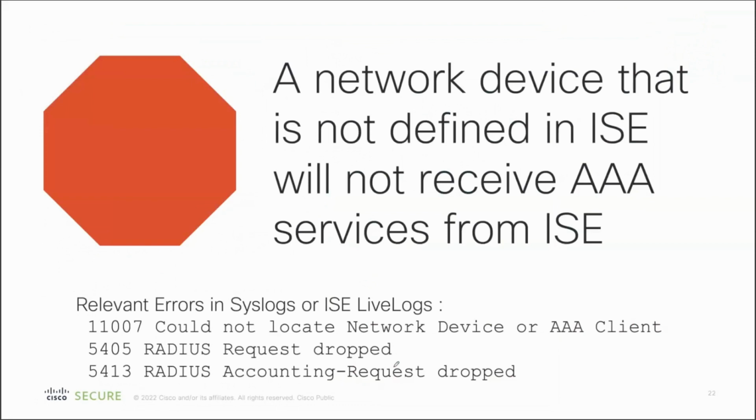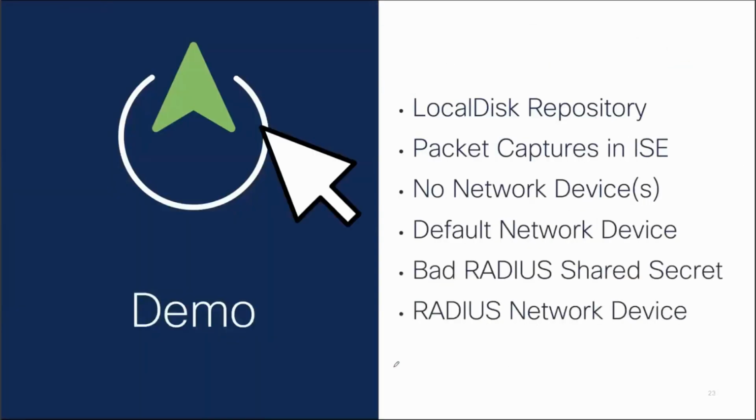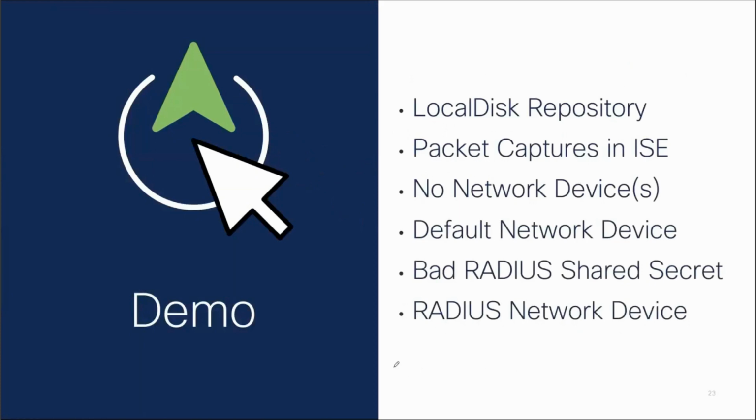Now, if the device is not defined in ISE, it will not receive services from ISE. So you must define it by IP address or even an IP address range, and you must have a pre-shared key that matches. Okay. So with that, we're going to go through a bunch of demos here, and we're going to try and show you exactly how this works, and we'll see how much time this takes. We'll try to be quick about it.